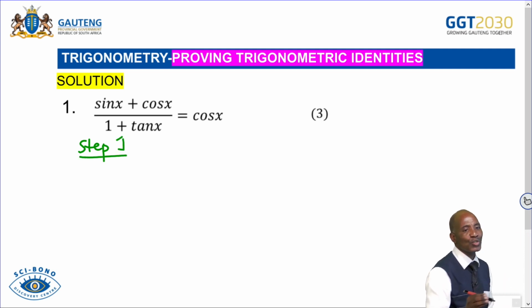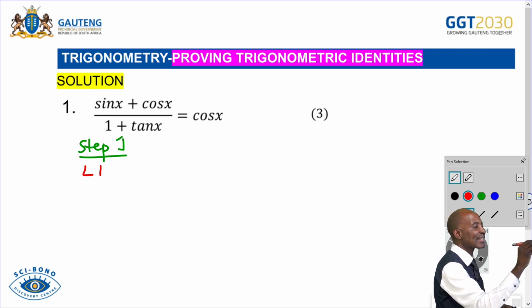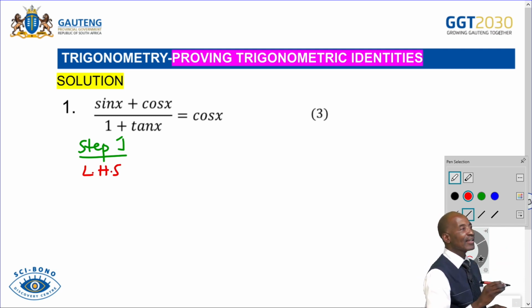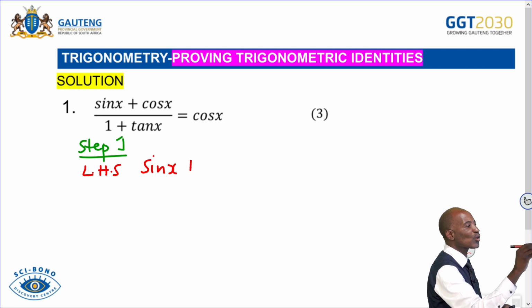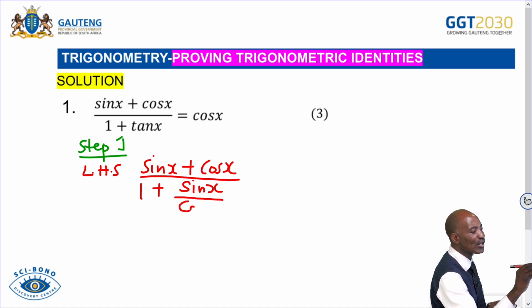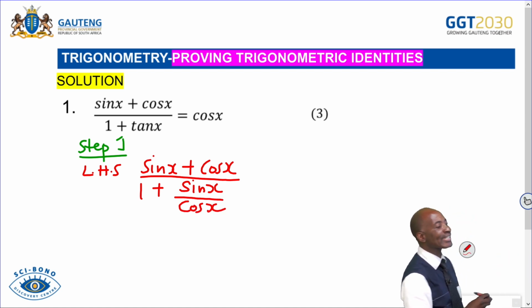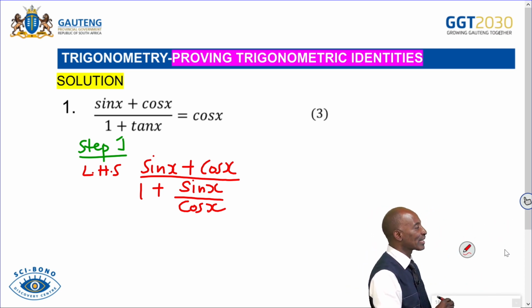What do you do? You choose a side. I'm choosing the left-hand side. Having chosen my left-hand side, I'm going to rewrite it as sine x plus cos x divided by 1 plus, I stop there, I break down tan into sine x divided by cos x. Already I will get a mark for doing that because I know the identity that I'm using.